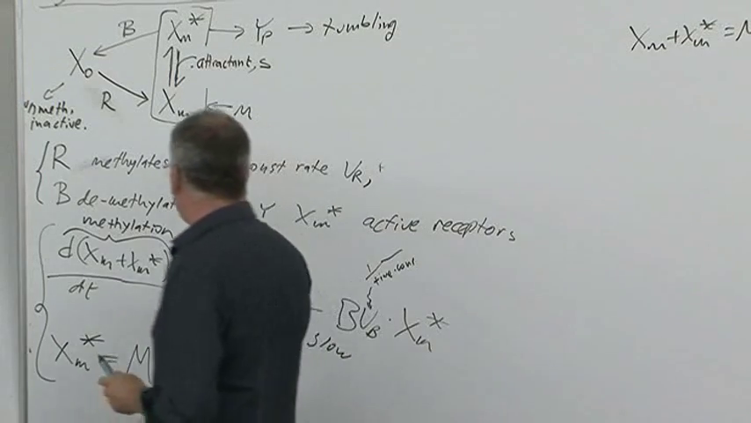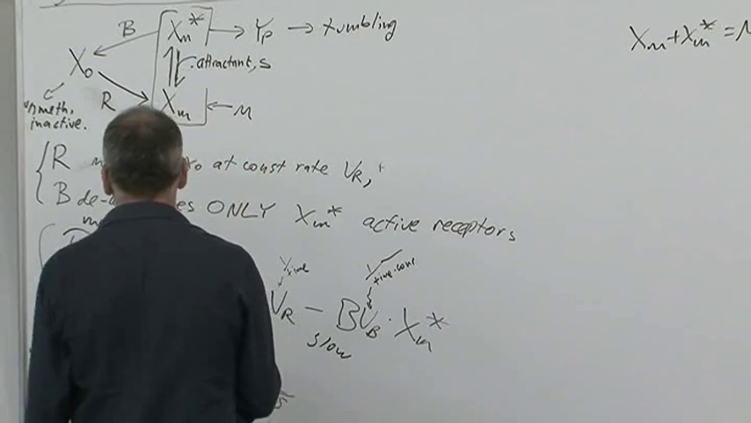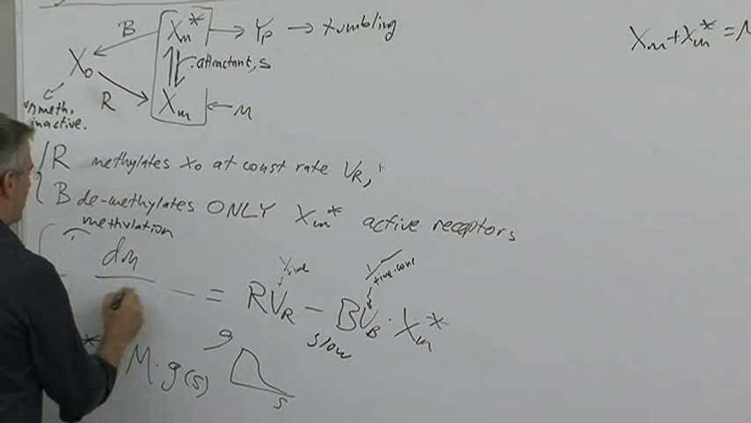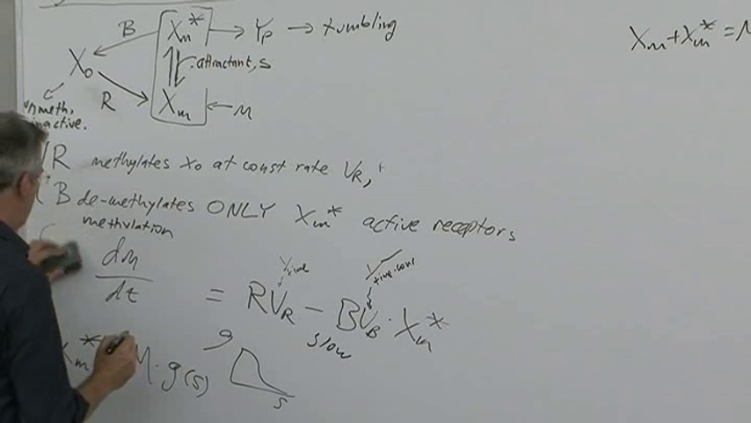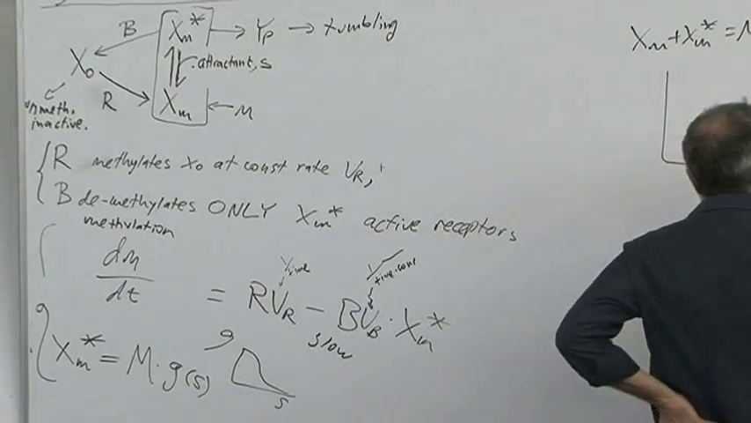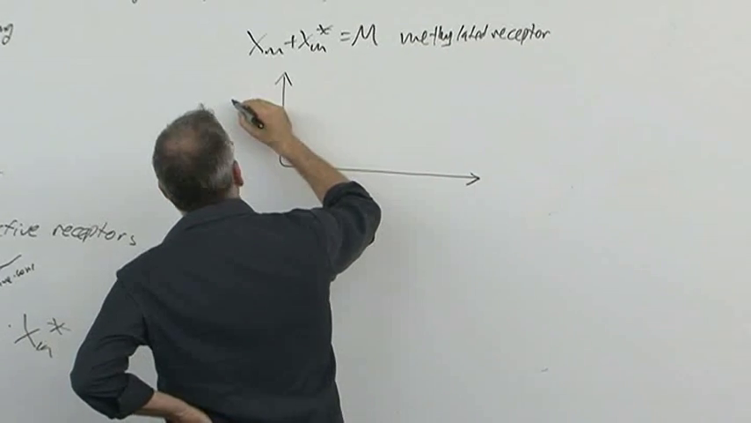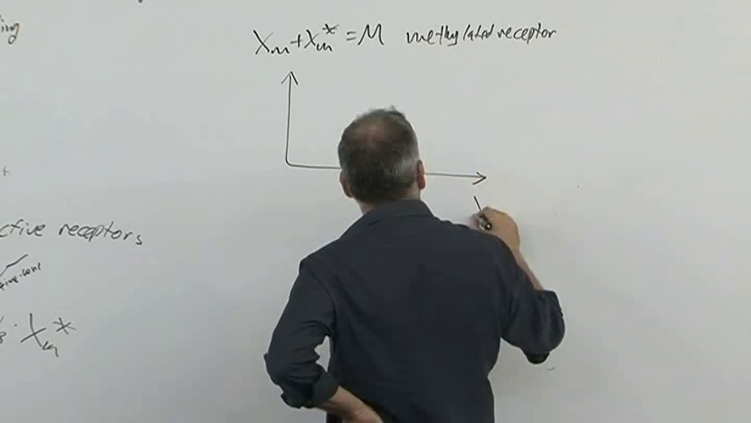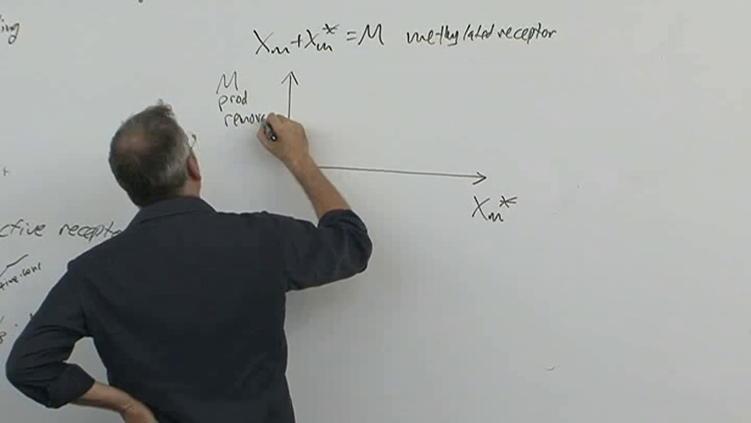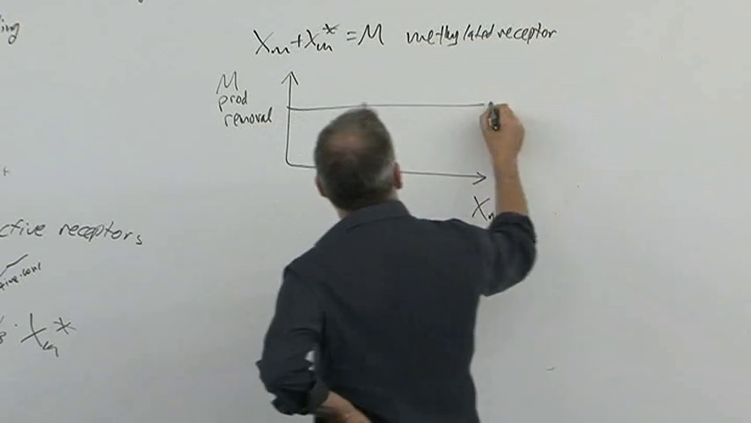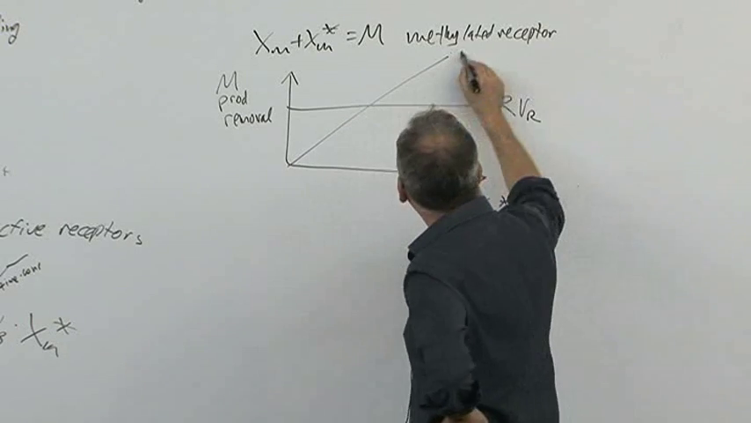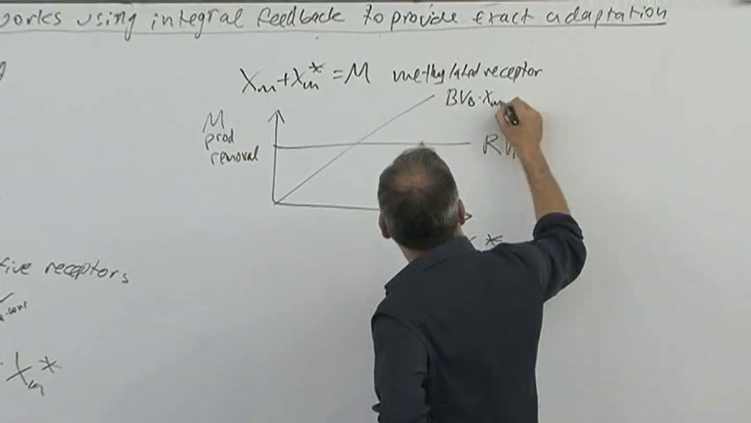So let's analyze this. So what happens to this? This is dM/dt. Sorry for erasing like that. Let's do a rate balance plot. So here I'll plot the activity, and here I'll plot M production and removal. So M production is VR R. So it's constant. It doesn't matter what activity. The removal looks like this: B times its activity times XM star.